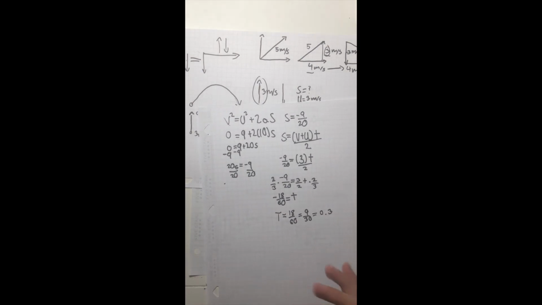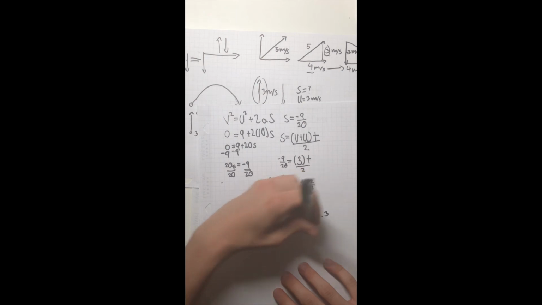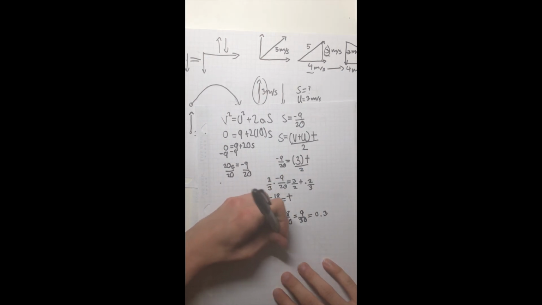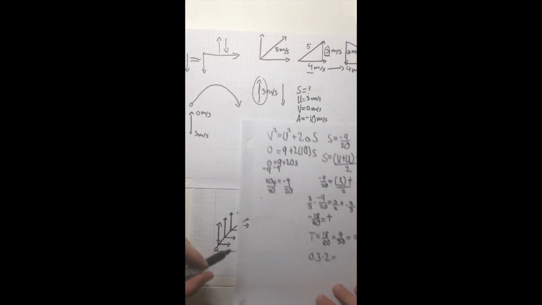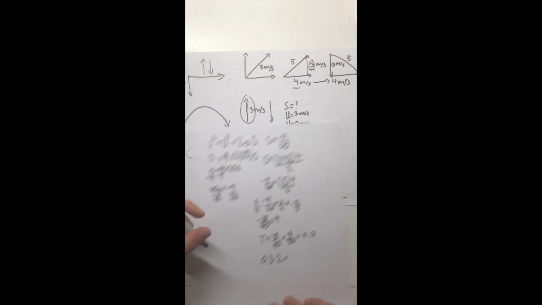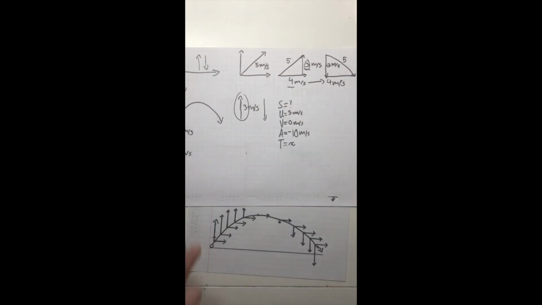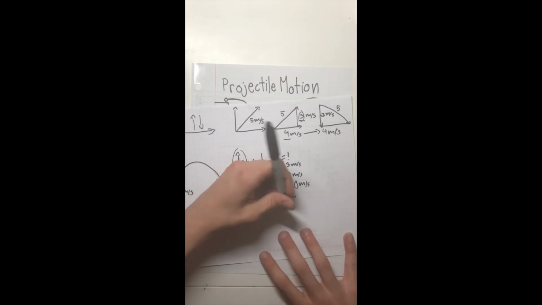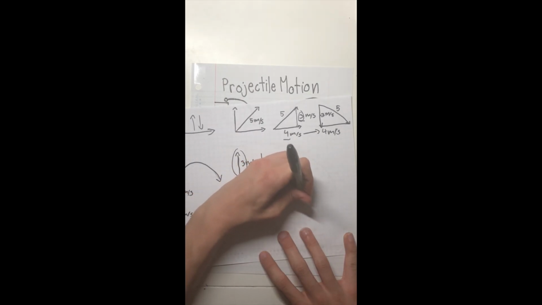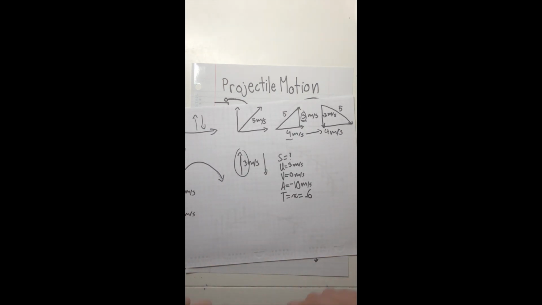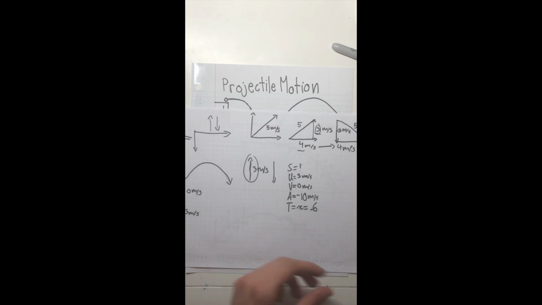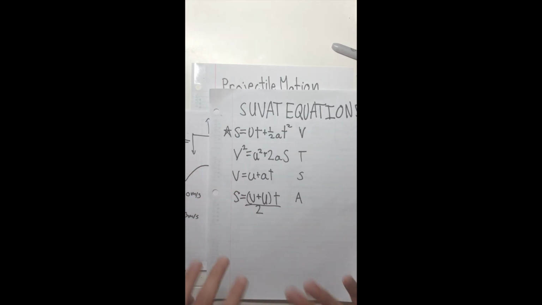0.3, approximately. And from there, all you have to do is multiply 0.3 times 2, and you'll get the total time taken for the entire parabola to be 0.6. We will then have t is equal to x, which is equal to 0.6. Now you have seen successful usage of the SUVAT equations, and now you can use them on your own.